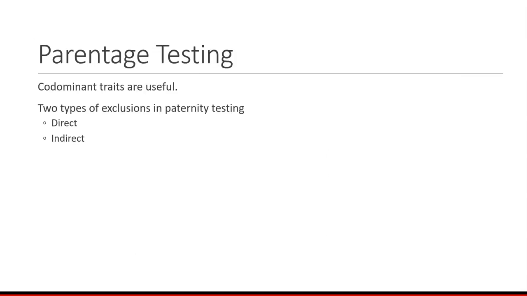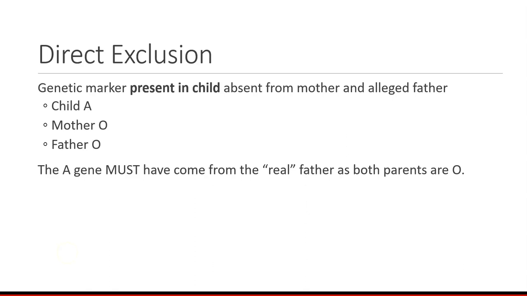In parentage testing, codominant traits are very useful, and there are two types of exclusions in paternity testing: the direct exclusion and indirect exclusion. A direct exclusion is the case where there's a genetic marker present in the child, but it's absent from both the mother and the alleged father. So let's say the child is group A, the mother's group O, the father's group O. Where did that A gene come from? It must have come from the real father, as both parents are group O.